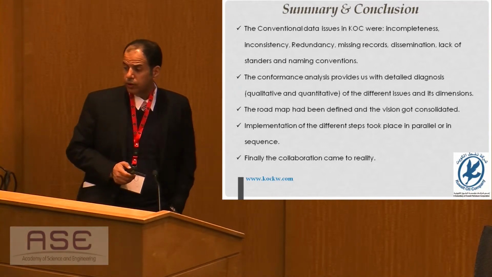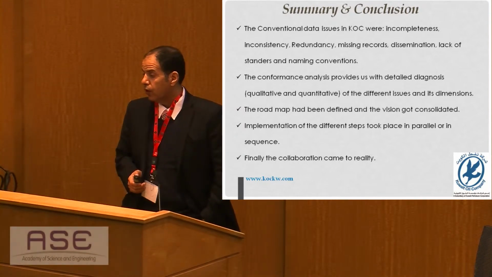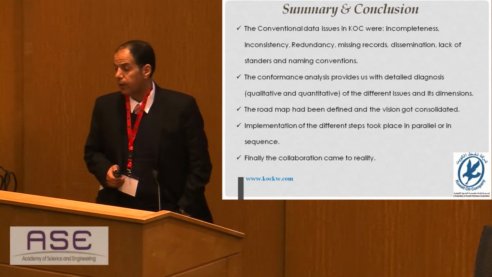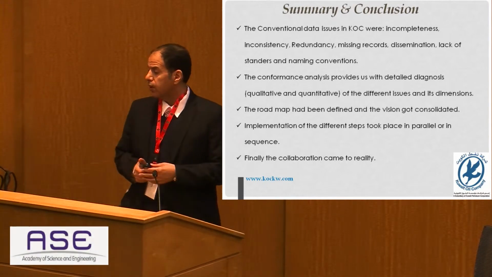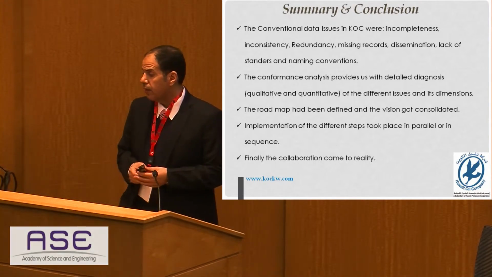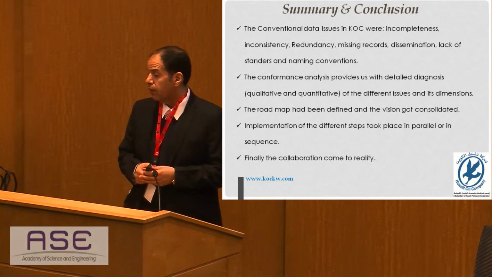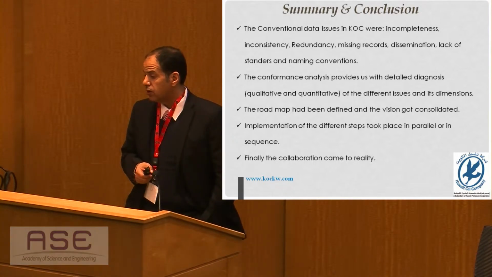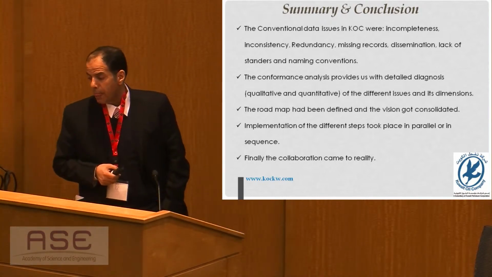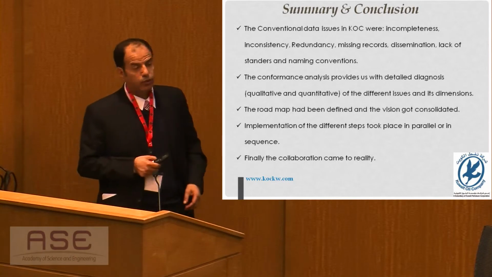So in summary and conclusions, we found out that there is a very big issue, which is that the data were incomprehensive. It was not in a redundancy way. There were missing records, lack of standards and naming for those types of data, and the conformance and the analysis was detailed and diagnosis. We created a roadmap, and this roadmap will lead us for the future. And implementation of different steps took place in parallel and sequence.